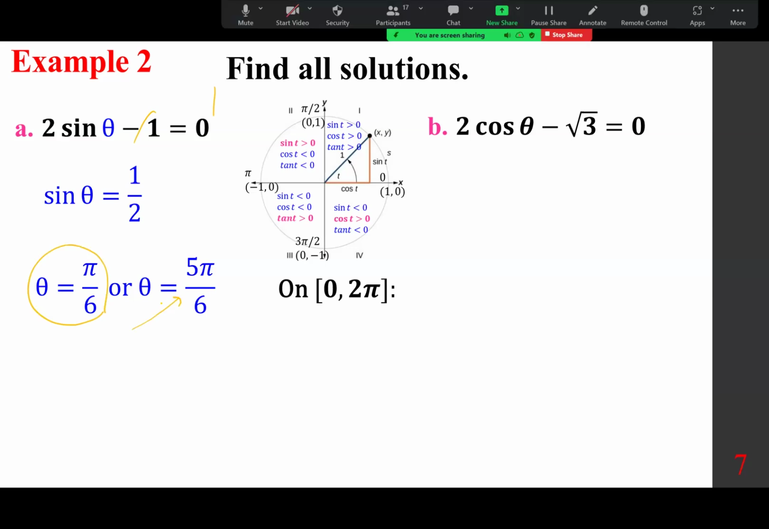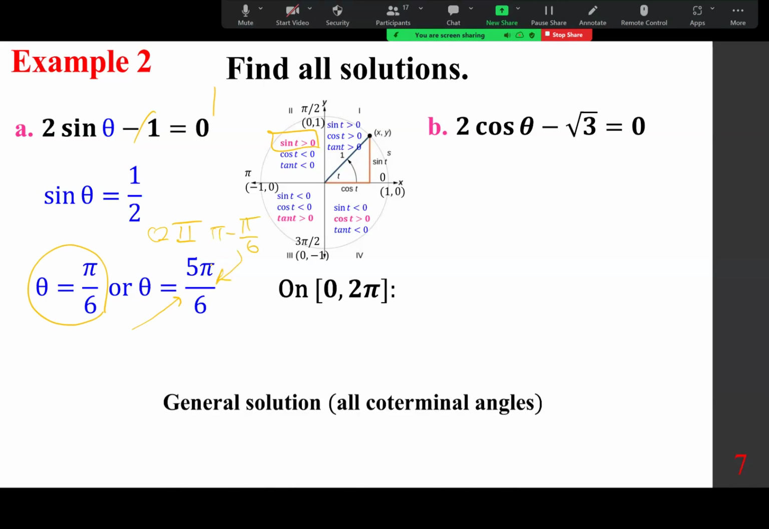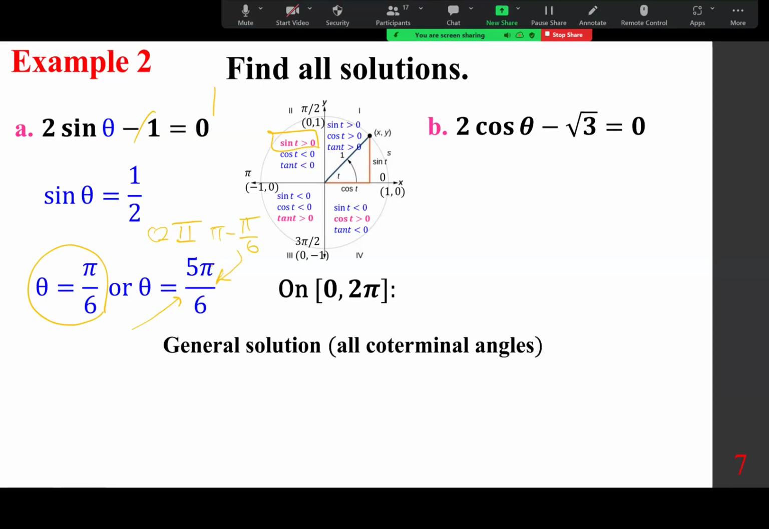And the way you get that, this is in quadrant 2, because we should know sine is positive in quadrant 2. And the way you get that, it's pi minus the reference arc, pi over 6. And if we wanted the general solution, then we would add 2k pi or 2n pi.